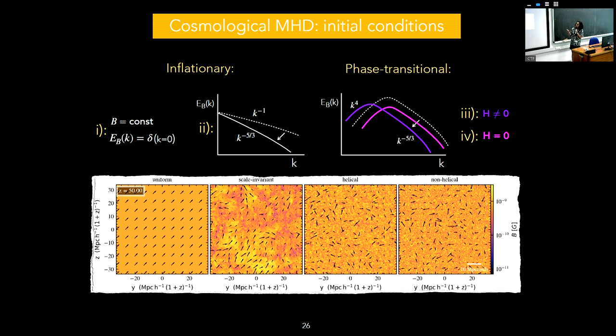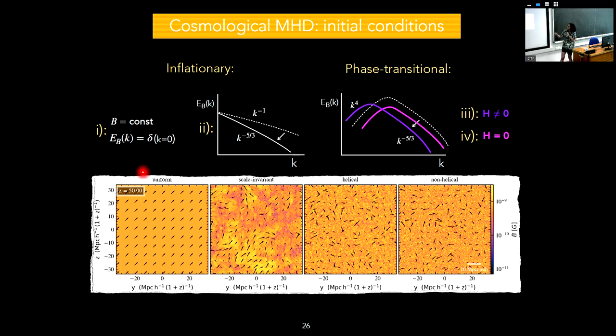So we study inflationary generated seed fields as a uniform magnetic field, which has a spectrum that is just a constant, a Dirac delta function peaked at k equals zero wave number. And in the inflationary scenario, we also study stochastic magnetic field, which has scale invariant spectra, because it develops turbulent spectra during the evolution in the early universe. So from scale invariant spectra, it develops turbulent spectra.